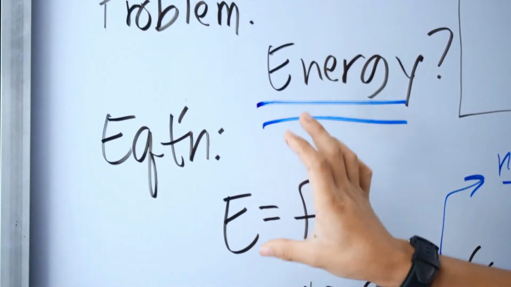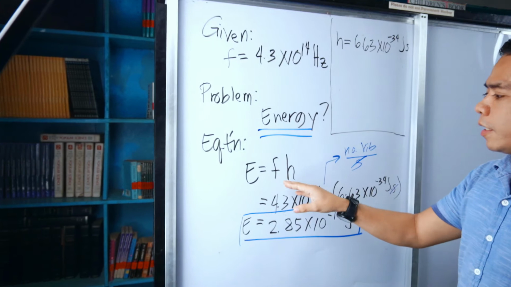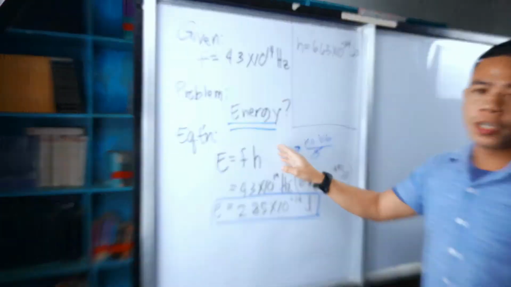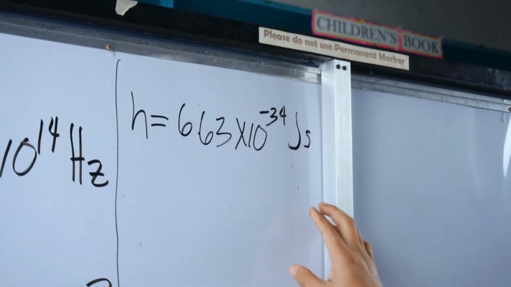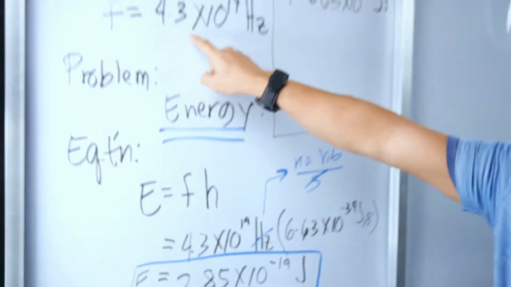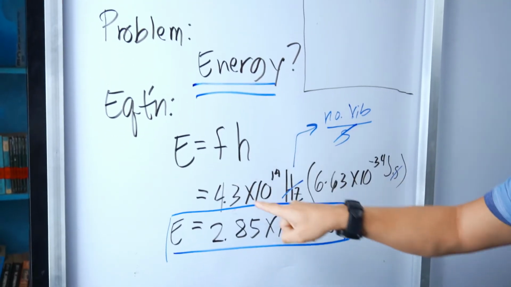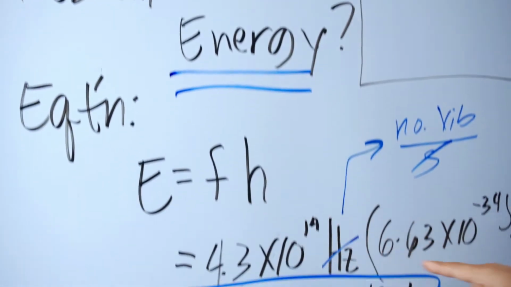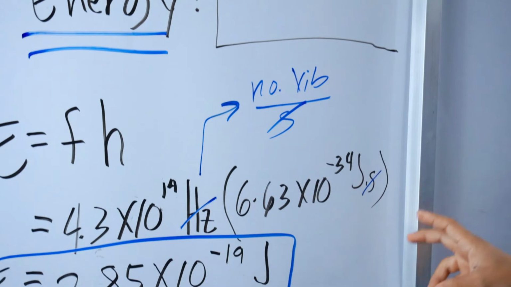Next is how to solve the problem: we're going to have the equation. The equations are already given in your modules. The energy is equal to frequency times the Planck's constant. A constant could not be changed. The Planck constant is 6.63 times 10 to the negative 34 joule seconds. So we substitute the given frequency, 4.3 times 10 to the 14 hertz, and the Planck's constant, 6.63 times 10 to the negative 34 joule seconds.